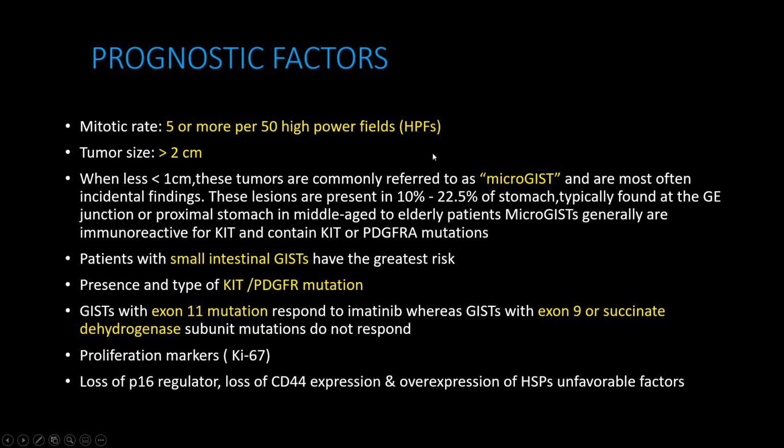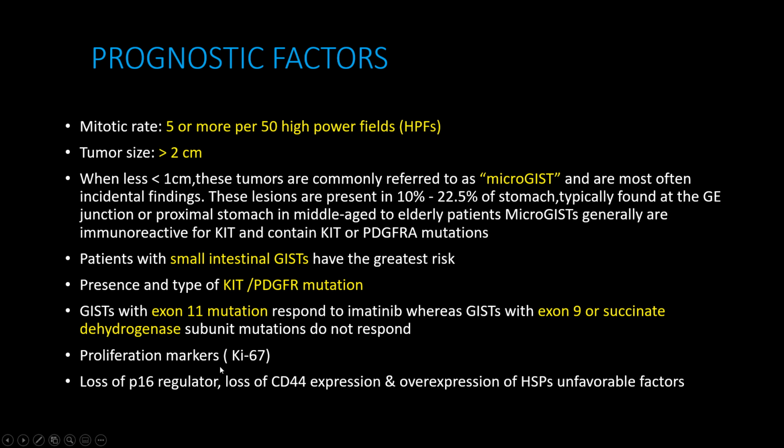Coming to the prognostic factors, what we have to remember in GIST and follow-up of GIST are mitotic rates, that is 5 or more per 50 high power fields, tumor size greater than 2 centimeters, and micro GIST when the tumor size is less than 1 centimeter. Patients with small intestinal GIST have a greater risk of malignancy. The presence and type of KIT or platelet derived growth factor mutations matter: GIST with exon 11 mutation respond to imatinib therapy, that is tyrosine kinase receptor inhibitor therapy, whereas GIST with exon 9 or succinate dehydrogenase subunit mutations do not respond to imatinib mesylate therapy.